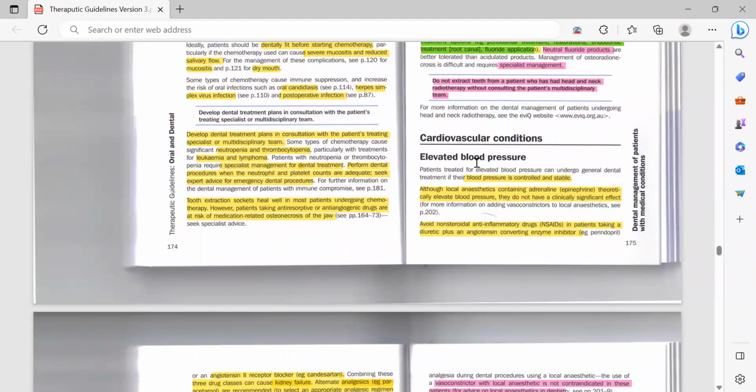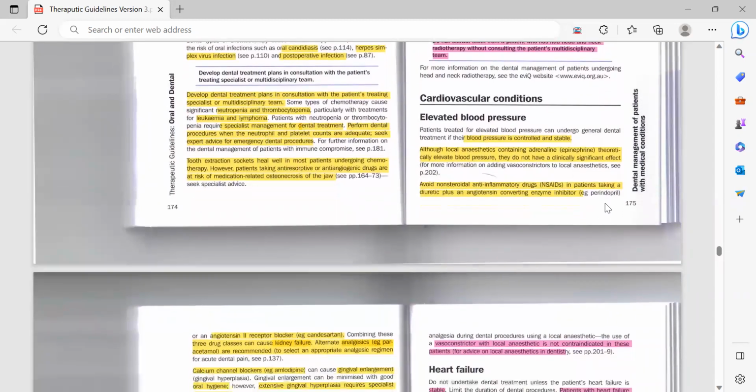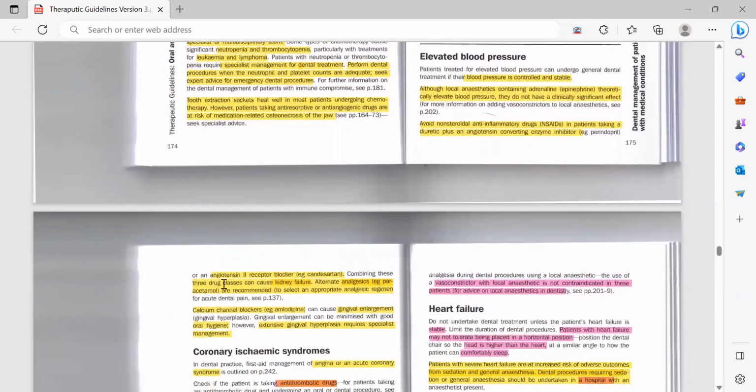But in a patient who has high blood pressure, you can give them the normal LA, but you need to avoid NSAIDs. In patients taking a diuretic plus an angiotensin converting enzyme inhibitor, which is perindopril, or an angiotensin 2 receptor blocker, example candesartan, combining these three drug classes can cause kidney failure.